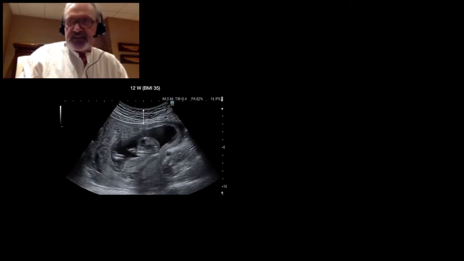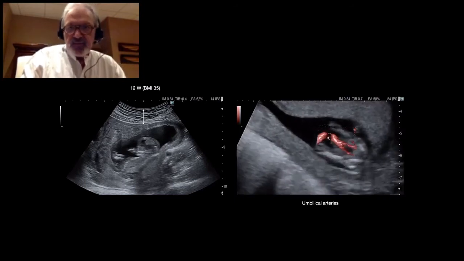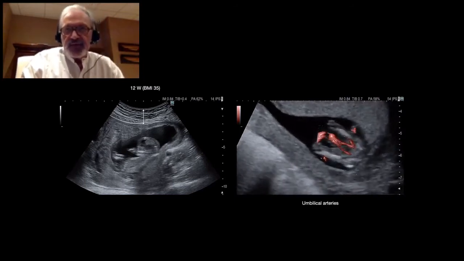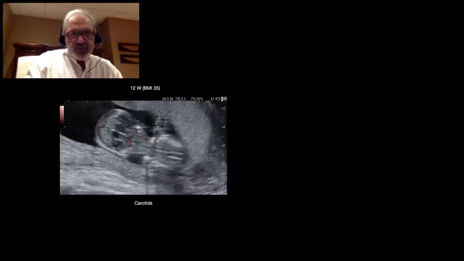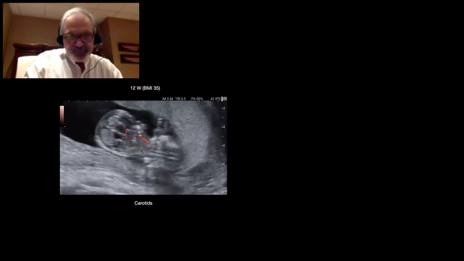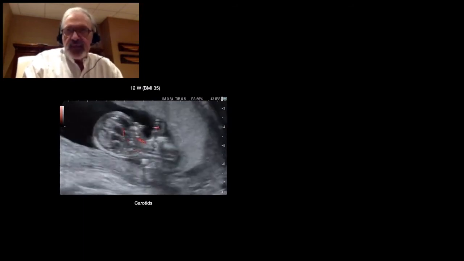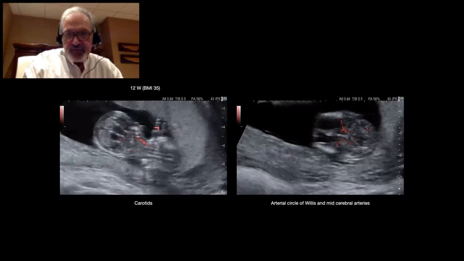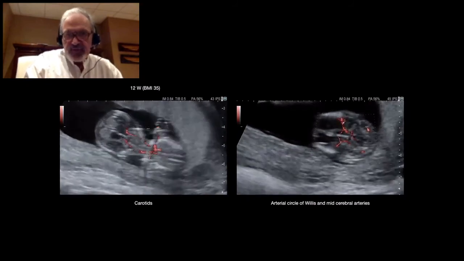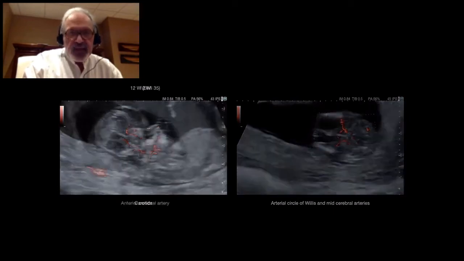Here we have a large thickness of subcutaneous fat, and in this condition, we can see the umbilical arteries passing through either side of the bladder. In the same condition, you can see the BMI is 35. We can see the carotids, and here in a transversal view, we have the arterial circle of Willis and the two mid-cerebral arteries.